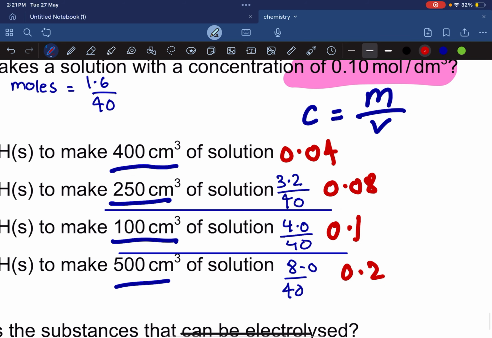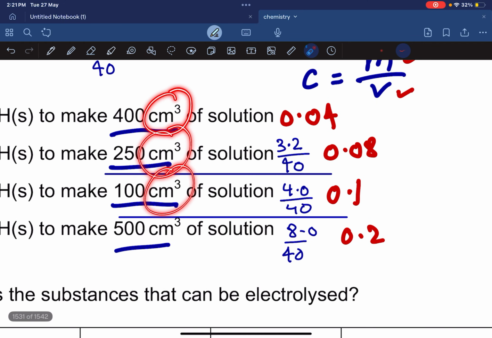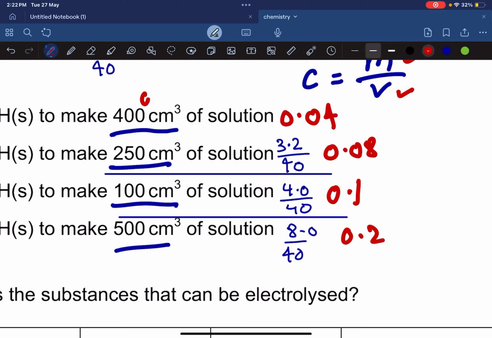I simply now have to divide my moles by my volume, but I have to be sure of one thing. I need the volume in dm cube. Over here I am given all volumes in cm cube, so I first have to divide my volume by 1000 to make it dm cube. You can do it on a calculator, or simply move the decimal 1, 2, 3 places. That's going to make 0.4 dm cube, 0.25 dm cube, 0.1 dm cube and 0.5 dm cube.